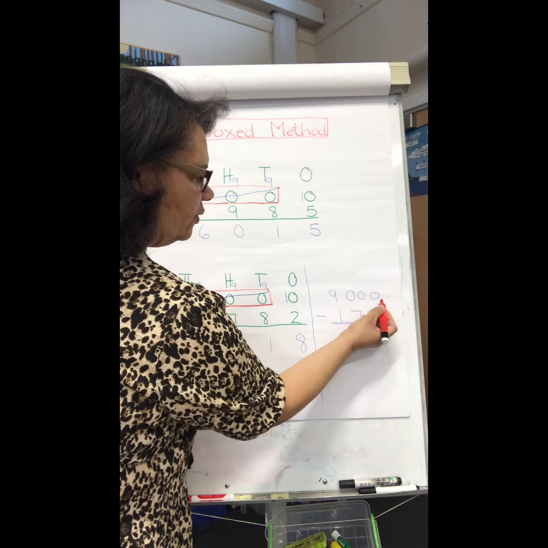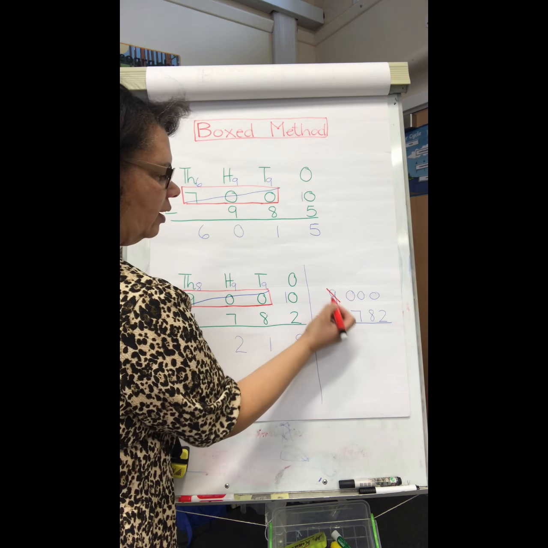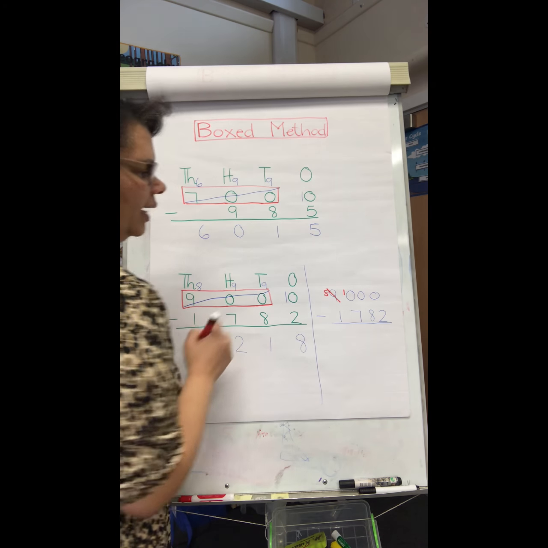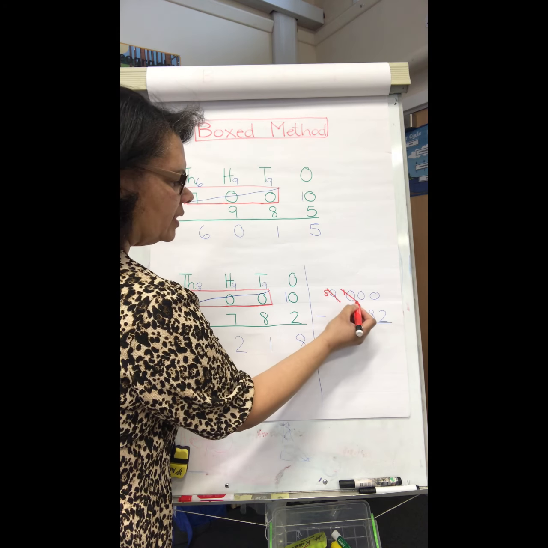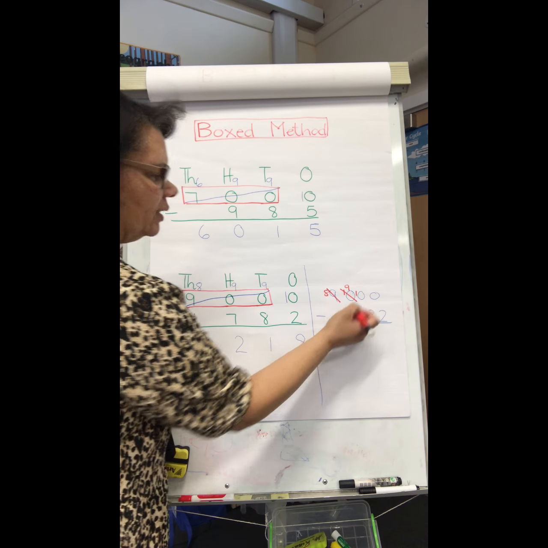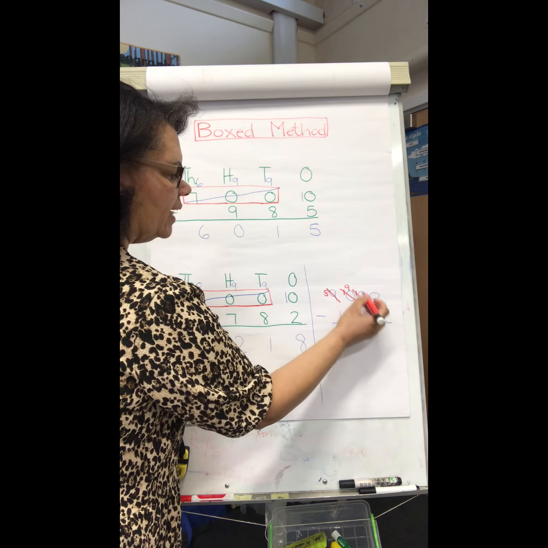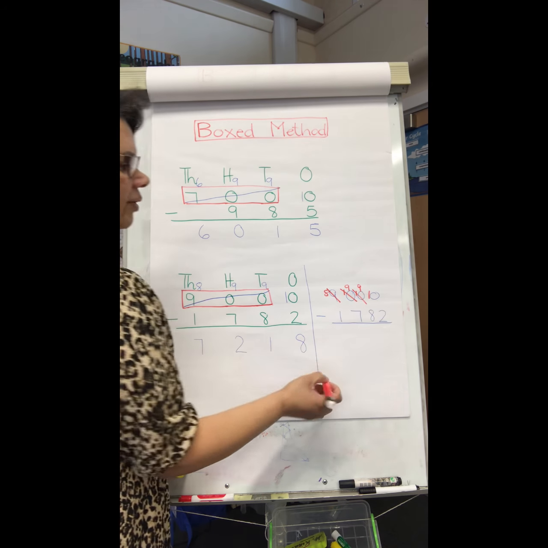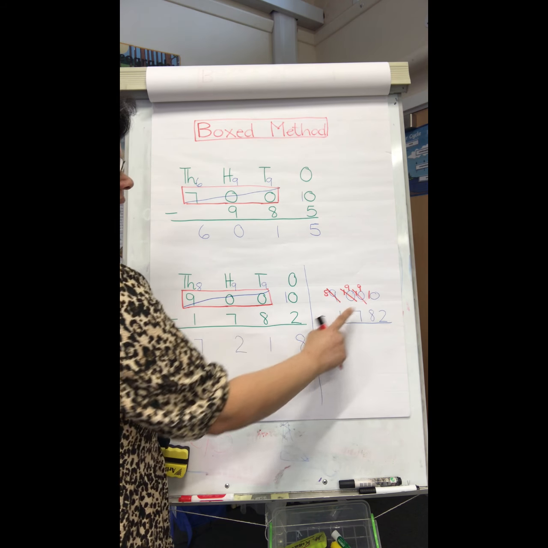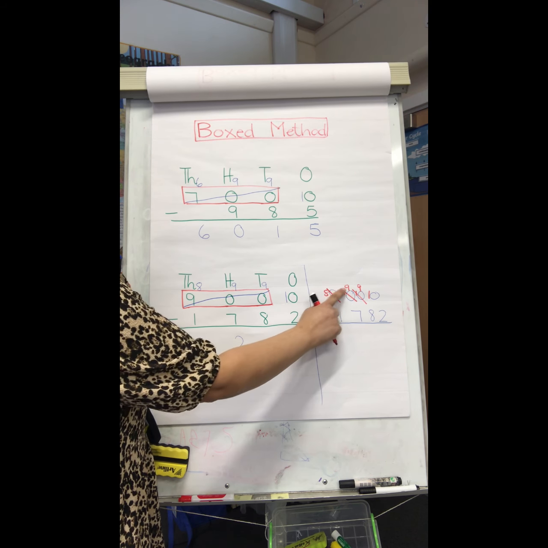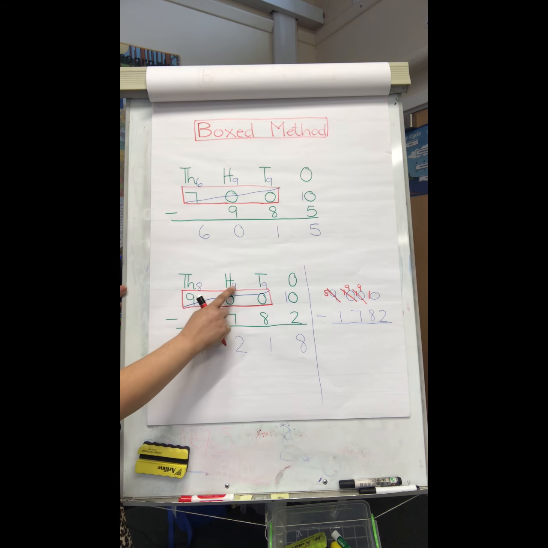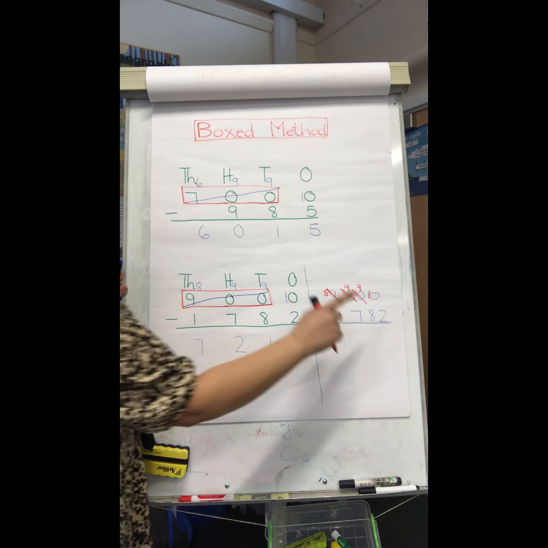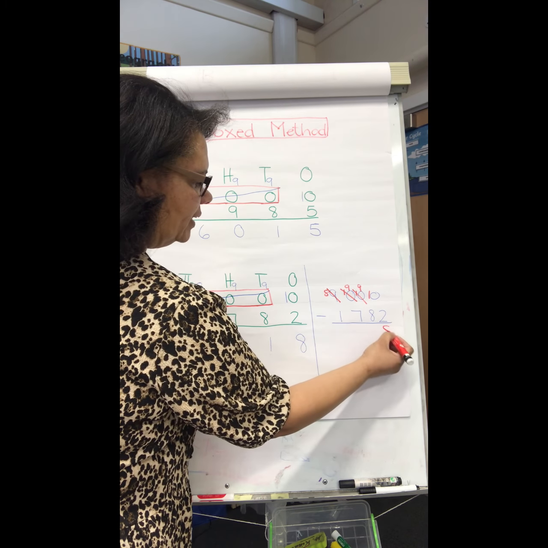Right, so I've got nothing there. Borrow 1 from the thousands. I've got 8 left. I've put it there. I need to borrow 1 from the 10. I'm left with 9. I put it there. I borrow 1 from the 10. I've got 9. I put it there. Right, so now I've got 10. Now can you see there? 8, 9, 9. It's the same as this. 8, 9, 9.